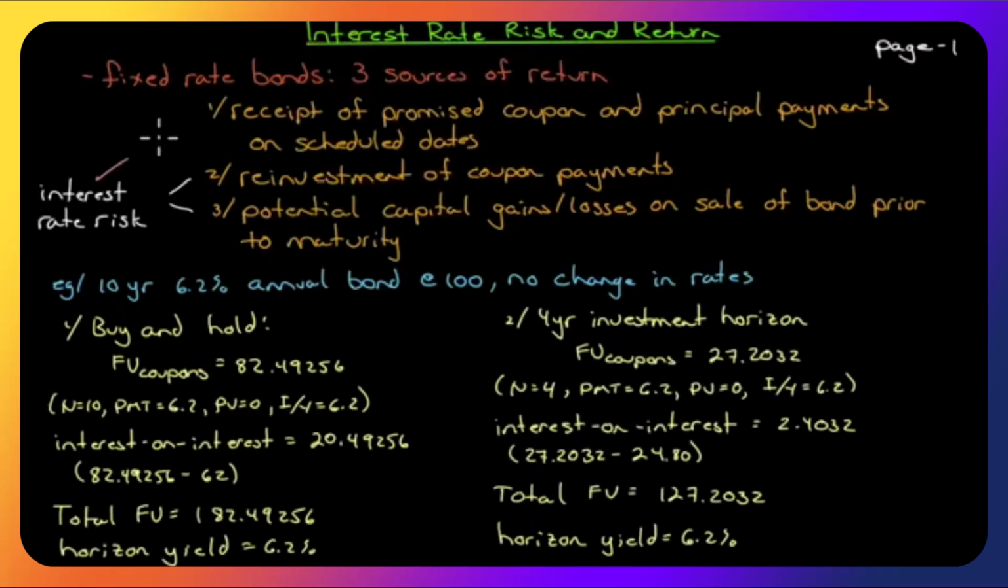Number three, and this one's not so straightforward, the potential capital gain or loss on the sale of a bond prior to maturity. Let me explain why that's not so straightforward. Let's say that this is par and this is maturity at time T, and we buy a bond at 80. We know that over time, all the way to maturity, that bond will amortize its way to par. That's the amortization of the discount.